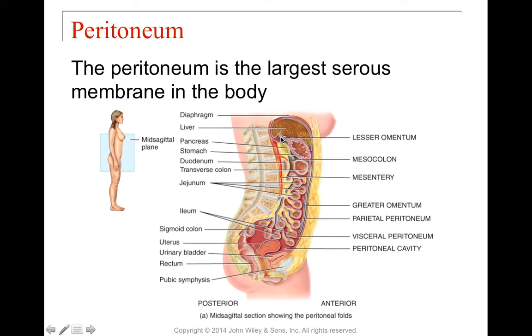This here is the lesser omentum, and you're going to see several sets of the omentum. We have the lesser omentum and the greater omentum, and these are connective tissue. On top of that, we have the parietal peritoneum. The peritoneum is another set of connective tissue. So these are connective layers that hold all of these organs in their respective locations.